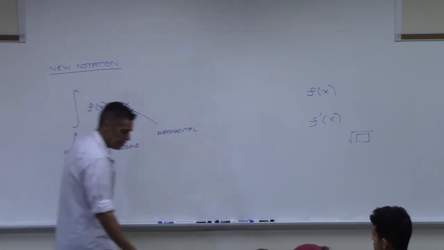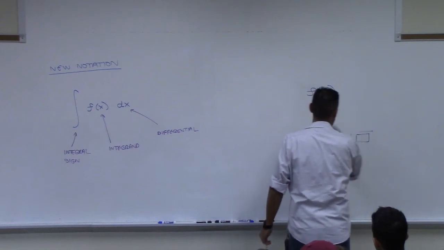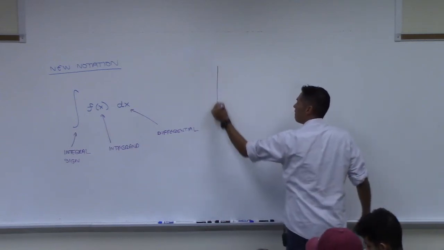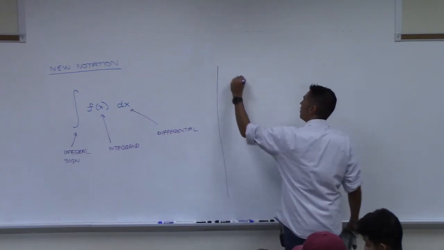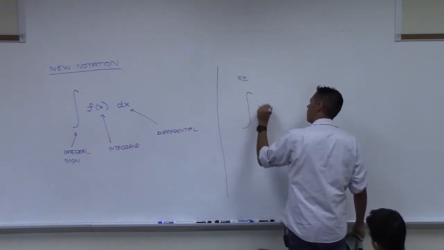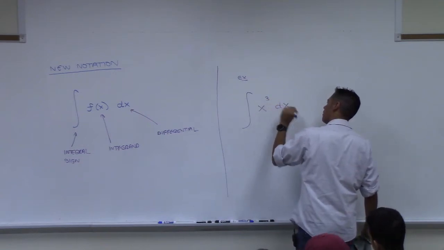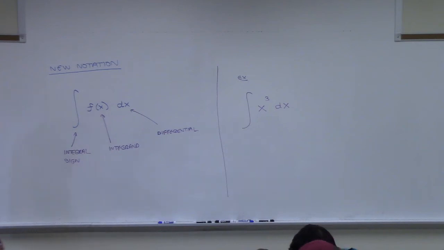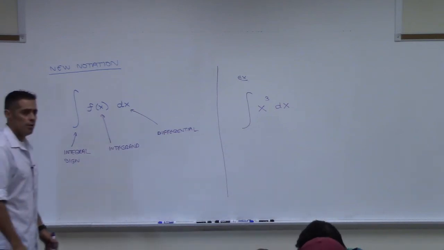So let's do an example, because we had a whole Thanksgiving weekend. Okay, so as an example, if we write that down, that's asking you to find the antiderivative of x cubed, right? So what is our answer?